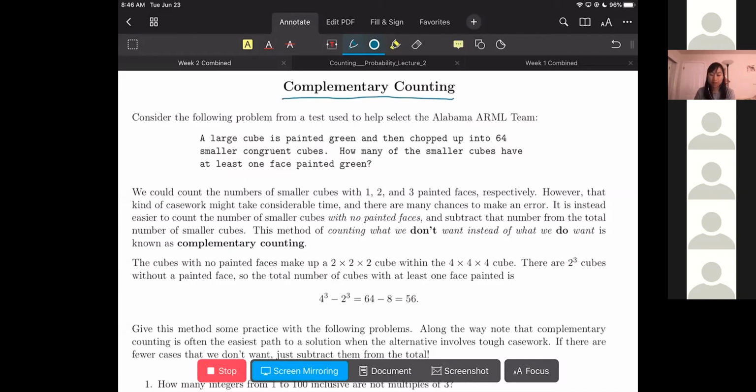And so let me just draw this out so we all know what we're talking about. So we have this cube. We paint it green and then we cut it into 64 cubes. So that means there's actually a 4 by 4 by 4 cube here. So it's kind of like this, that we chopped it up.